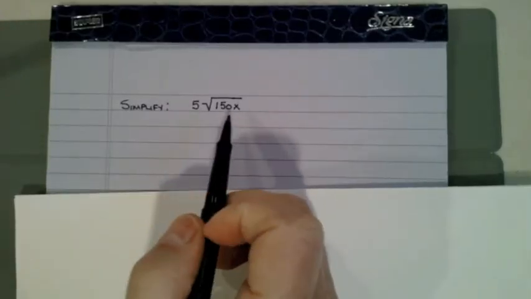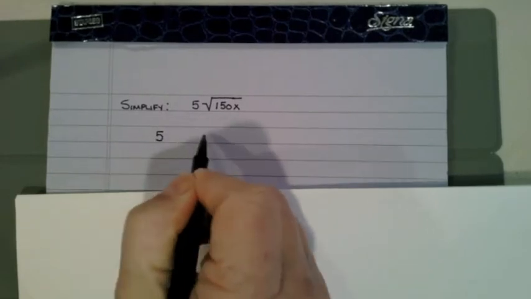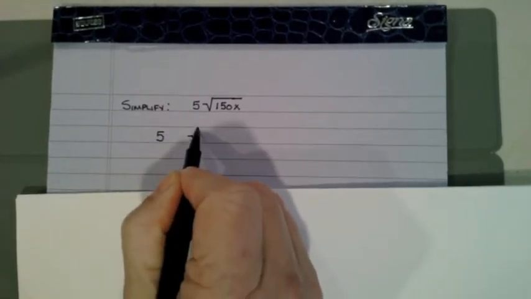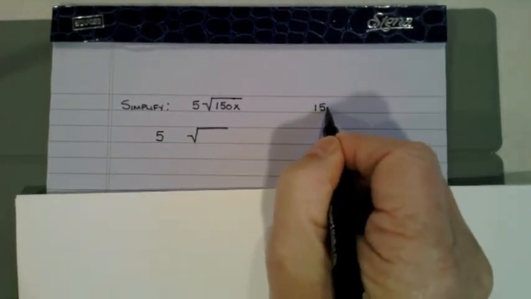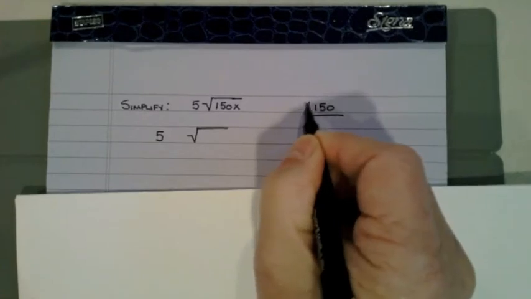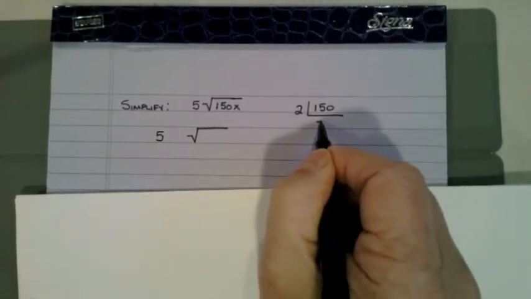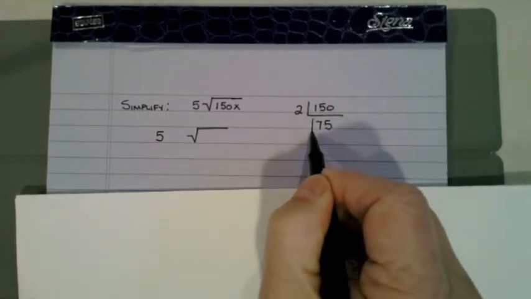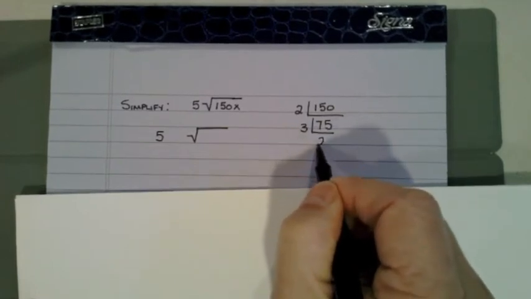Our next example. I already have a 5 on the outside, so I need to make sure that 5 gets put out here. Make some room for any x's that are going to go out here. Write my radical symbol, and let's start with simplifying 150. Take 150, divide it by 2. 75. I can't divide 75 by 2, but I can divide it by 3 and get 25.